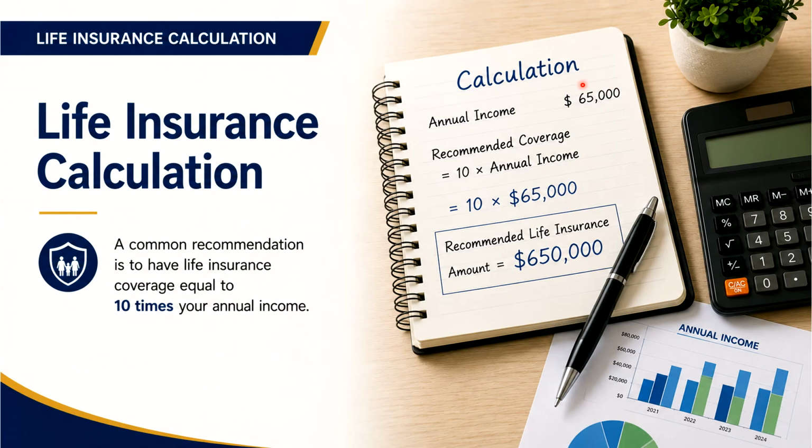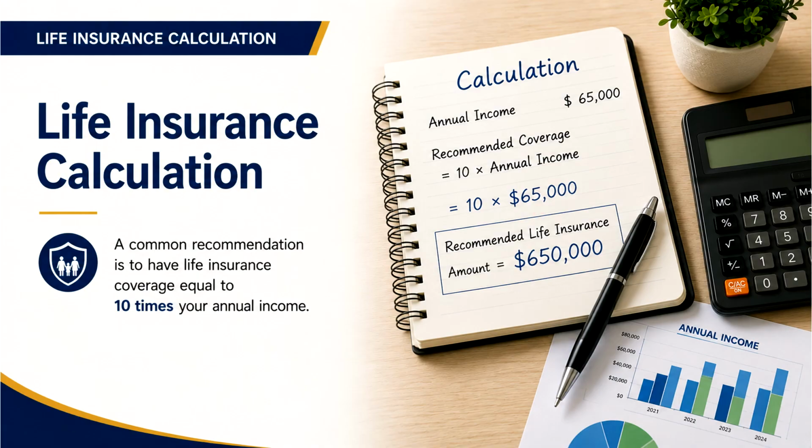For example, if your annual income is $65,000, the recommended coverage is equal to 10 times that. So 10 times 65,000 would be $650,000. Your recommended life insurance is $650,000.